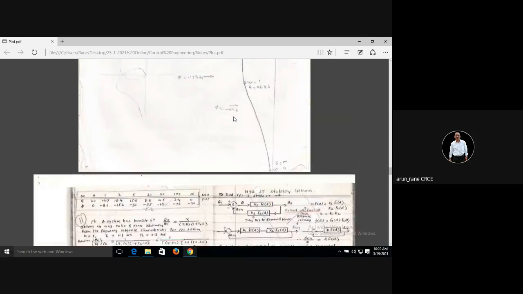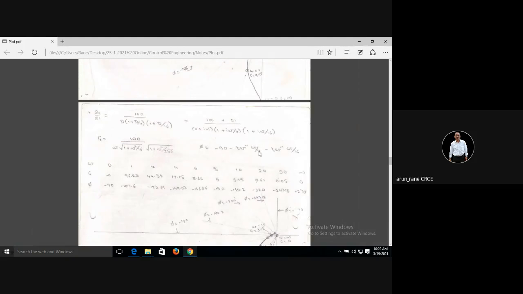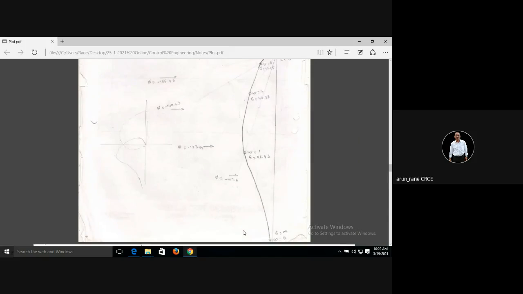Now there are two things remaining in this. That is, how to mark this, how to write this equation, and what is the use of this polar plot. The use of the polar plot is this now. You have drawn this polar plot.